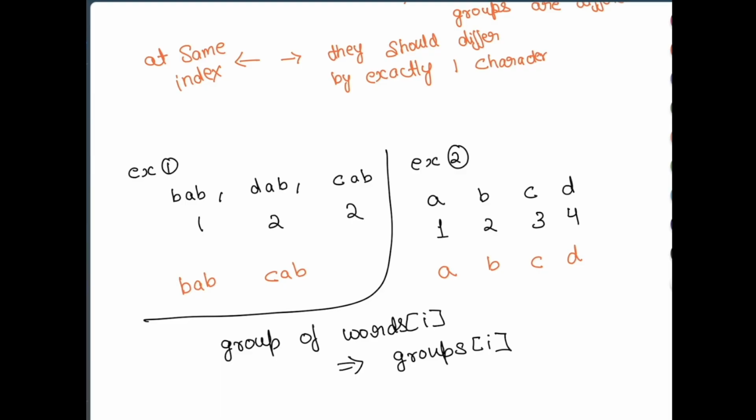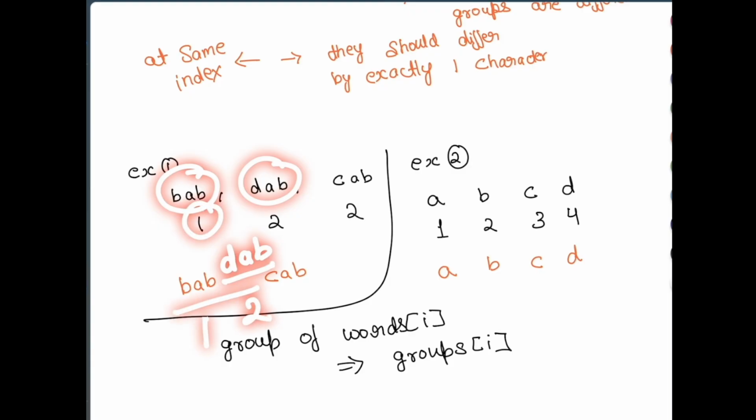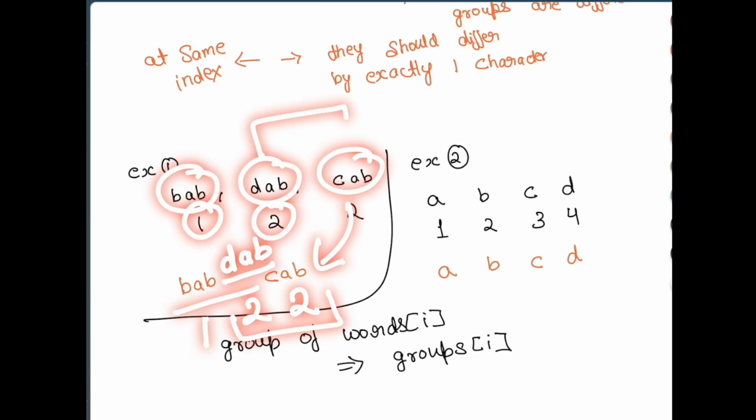If you will notice here, you will see that BAB and DAB, if you put them together in your answer, then they are adjacent, right? They are one after each other. Now if you put BAB and DAB together, what are the groups of these two? It is 1 and 2, right? 1 and 2, which is fine, they can be here. Now if you put CAB as well, then the group of CAB is 2, and now these two adjacent strings DAB and CAB are together, are adjacent, and their groups are same.